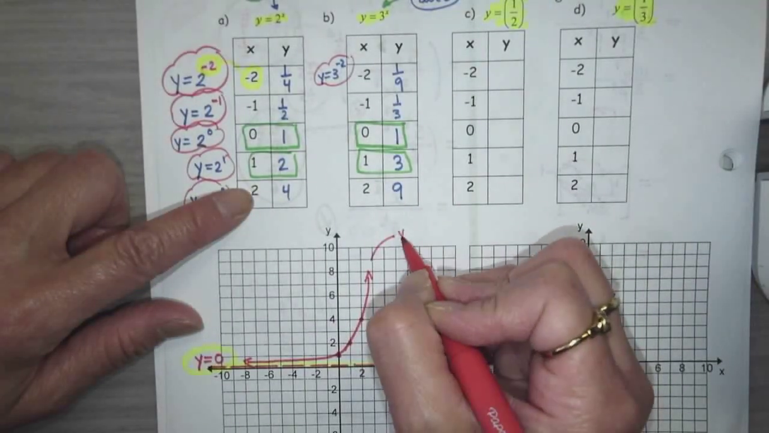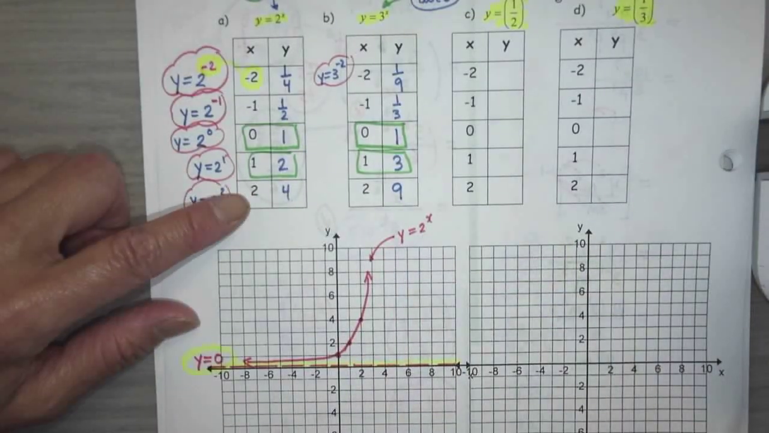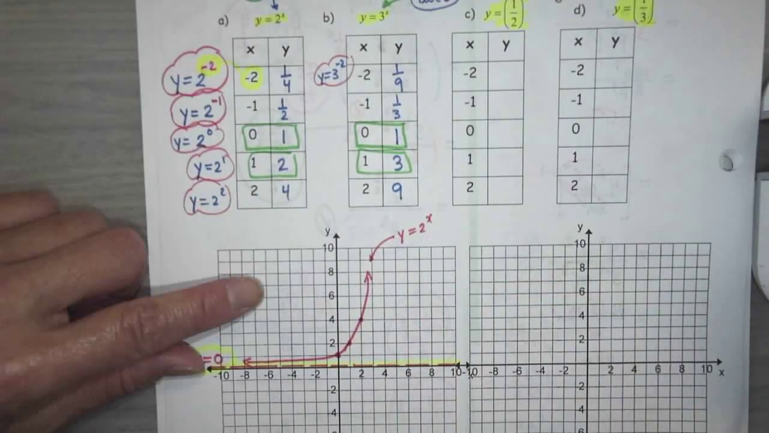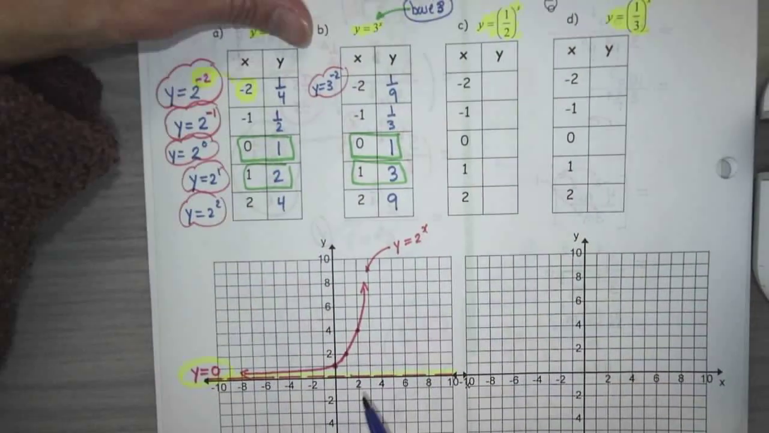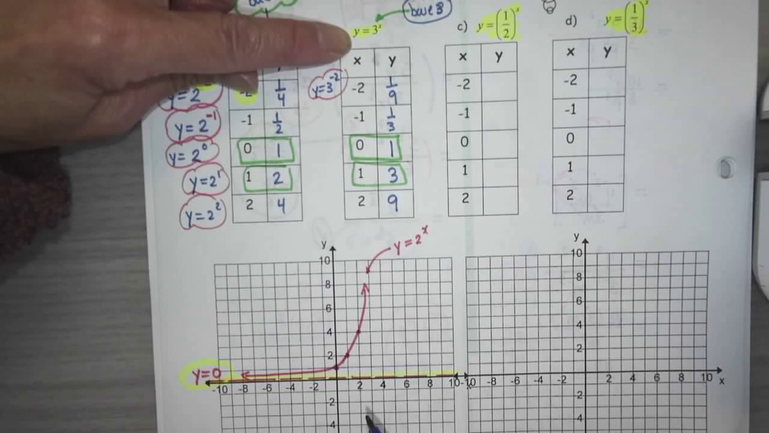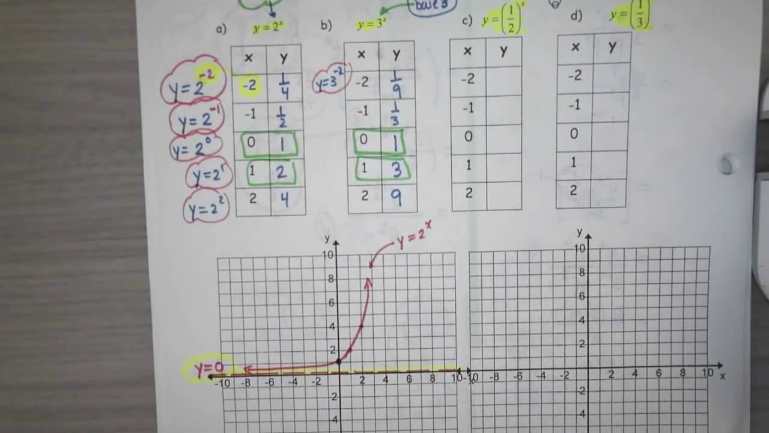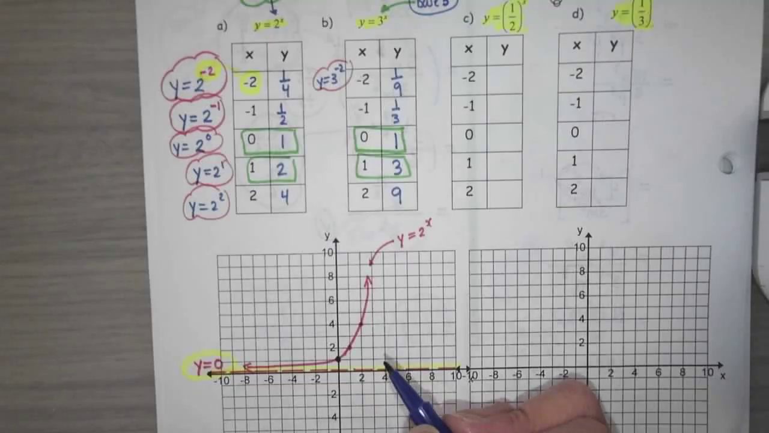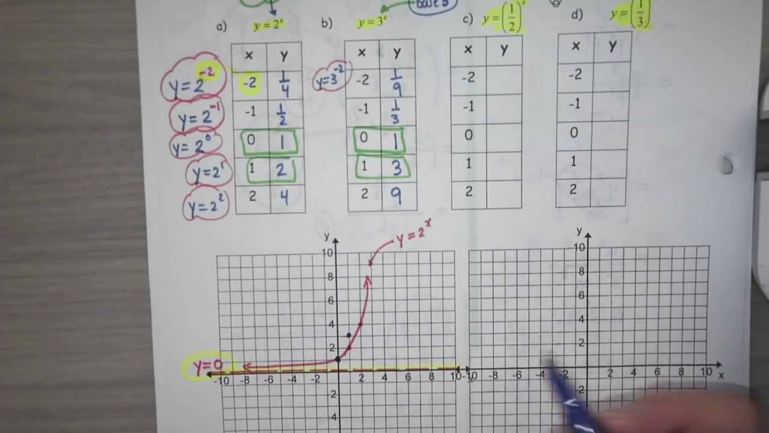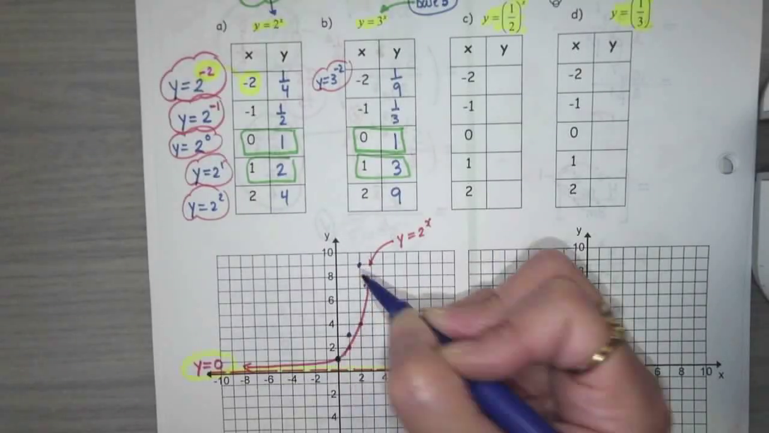I'll label that one. So this one here is y equals 2 to the x, right? I'm going to do in blue, okay, the same thing. So can I graph 3 to the x? Okay, so we know it goes through there, for sure, right? At 1, if the base is 3, 3 to the 1 is 3. What's 3 squared? 9.